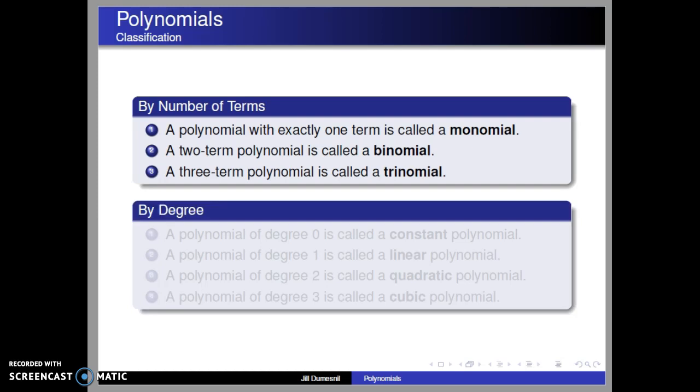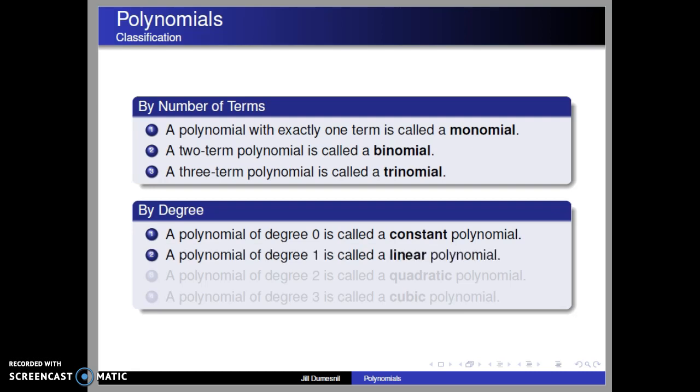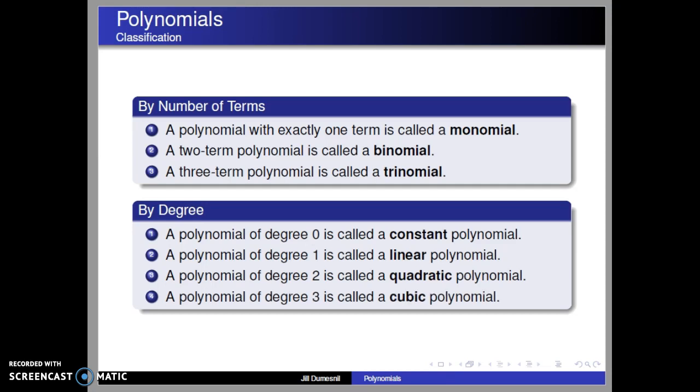Another way to classify polynomials is by degree. A polynomial of degree 0 is called a constant polynomial. A polynomial of degree 1 is called a linear polynomial. A polynomial of degree 2 is called quadratic. And a polynomial of degree 3 is called a cubic polynomial. There are names for higher degree polynomials, but those names aren't as commonly used. We usually just say that a given polynomial has degree n if n is greater than or equal to 4.